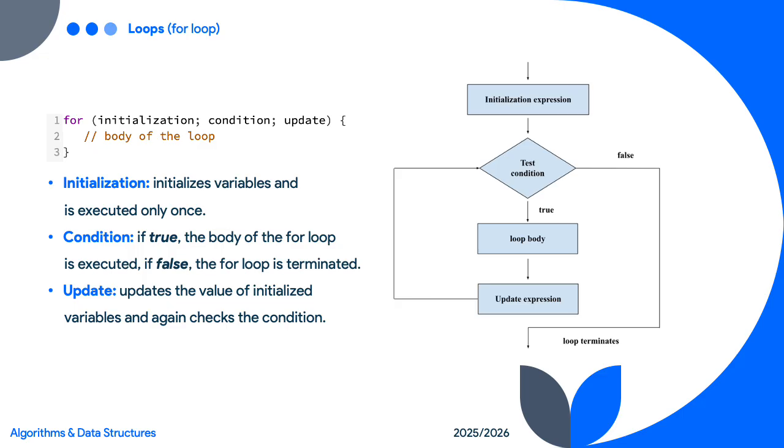If we take a look at this flowchart, we can see that we start with the initialization expression. Then we move to a test condition. If it is true, we execute the body of the loop. Let me use a pointer here. If the condition is true, we execute this. And after, we move to the update expression to update the counter, and then we test our condition again. If it is false, we move out of the loop.